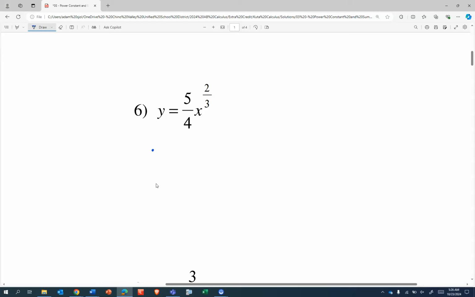So what goes on here? The derivative of 5/4 x to the 2/3 is 5/4 times 2/3, 10/12. I should have simplified. Divide out a 2. So 5/6. And then x to the negative 1/3. Don't leave it like that. That's going to be 5 over 6 times the cube root of x.